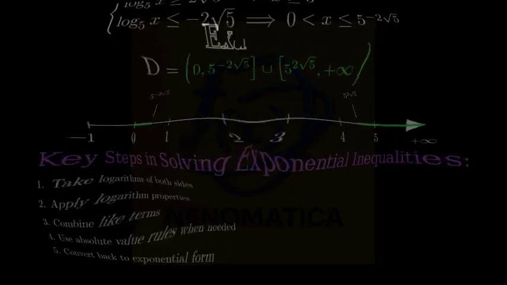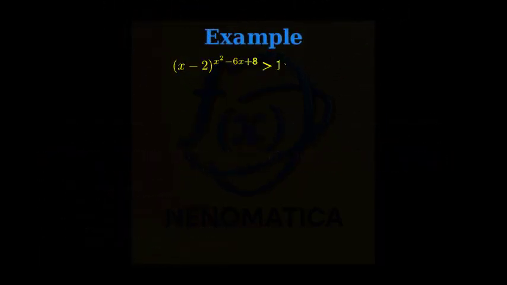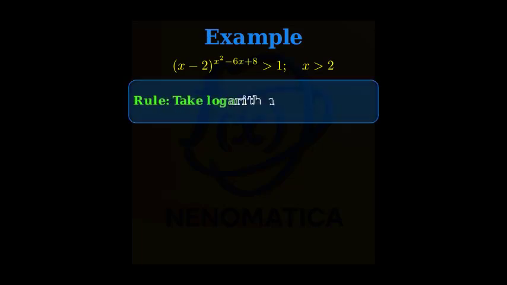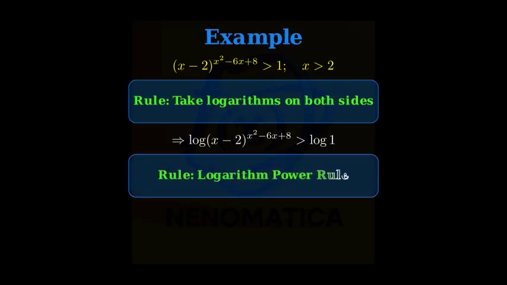Welcome to this tutorial on solving exponential inequalities. Let's look at an example. To solve this exponential inequality, we need to start by taking the logarithm of both sides. This is a common approach for solving exponential inequalities because it allows us to bring down the exponent. Next, we apply the logarithm power rule, which states that the logarithm of a number raised to a power equals the power times the logarithm of the number.